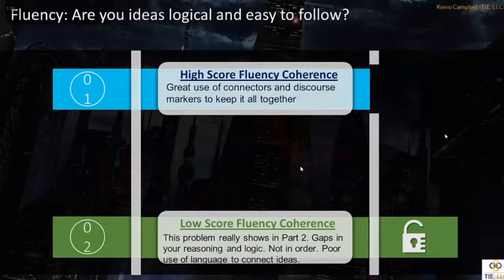In terms of where you see this a lot, in terms of a low score in fluency, in terms of logic and easy to follow, it really happens in part number 2. That's where I really hear from students where there are a lot of gaps in their reasoning and their logic. There's no order, right? There's poor connection of the ideas. It really shows up in part number 2. And that's why part number 2 is so impressive to a lot of graders.